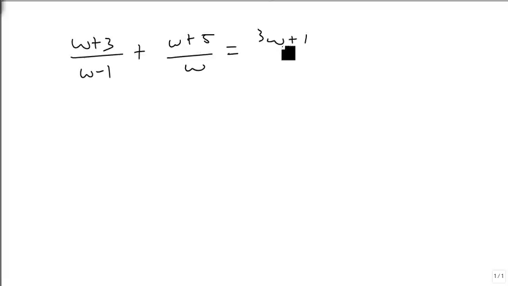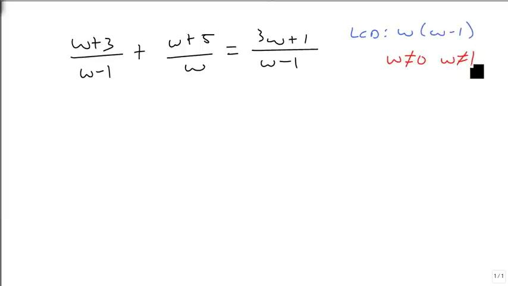Suppose we have (w plus 3) over (w minus 1), plus (w plus 5) over w, equals (3w plus 1) over (w minus 1). It's real easy to see that our LCD is w times (w minus 1), and that w cannot equal 0 or 1. So now we're going to go through and multiply everything by the LCD, but all that's going to be left is what's missing.